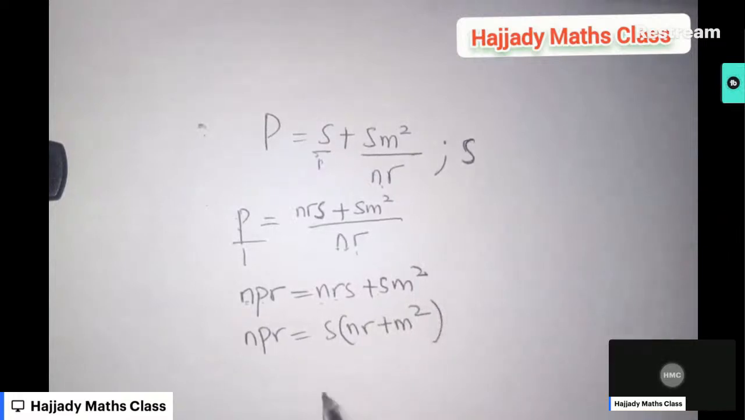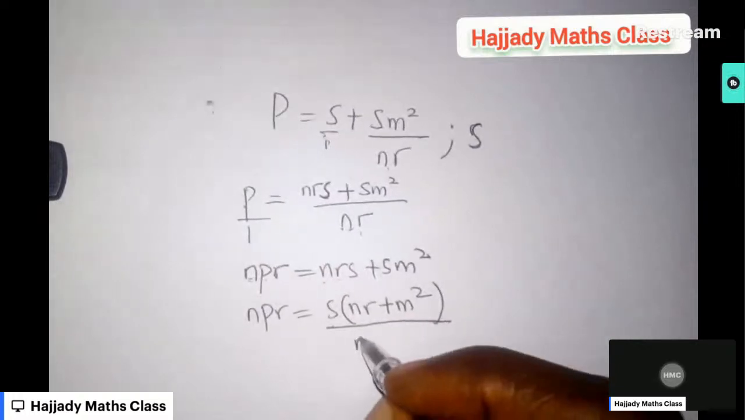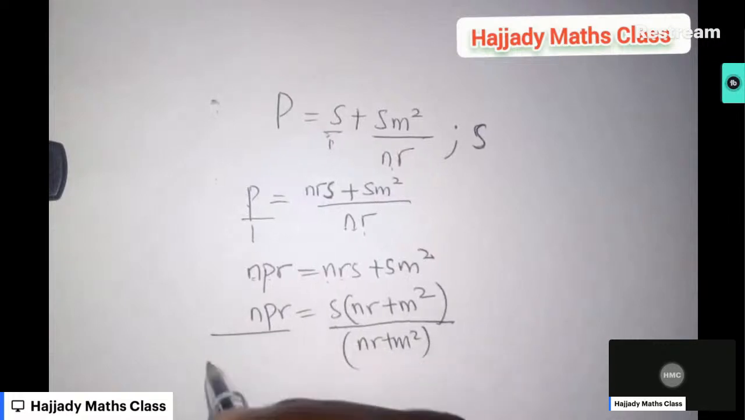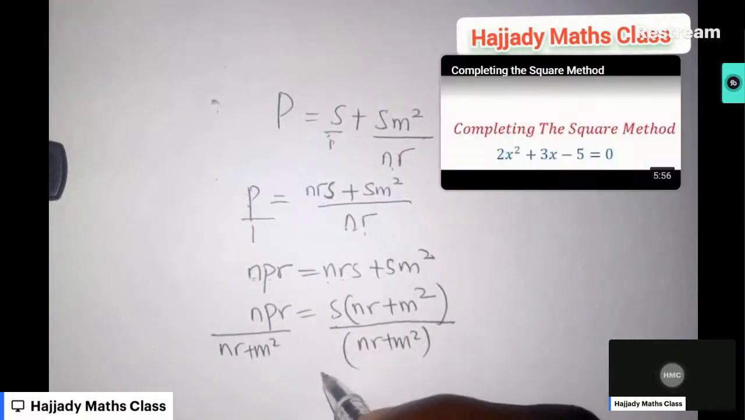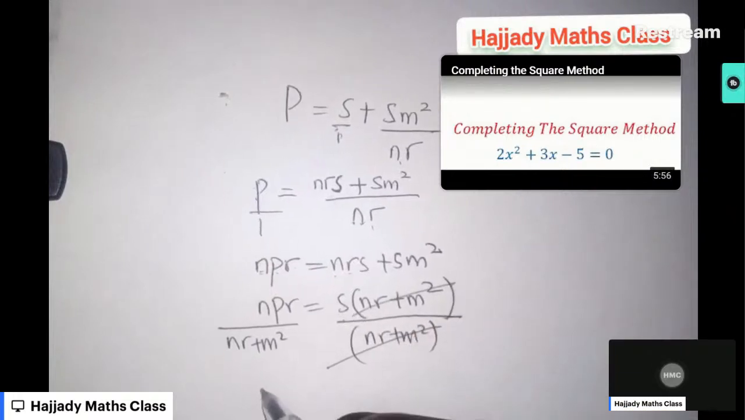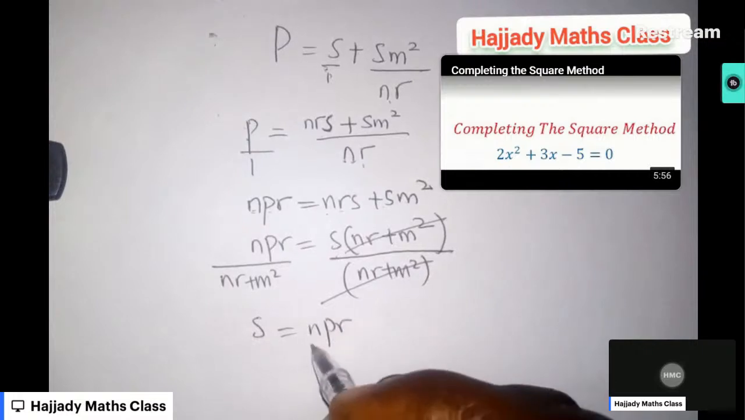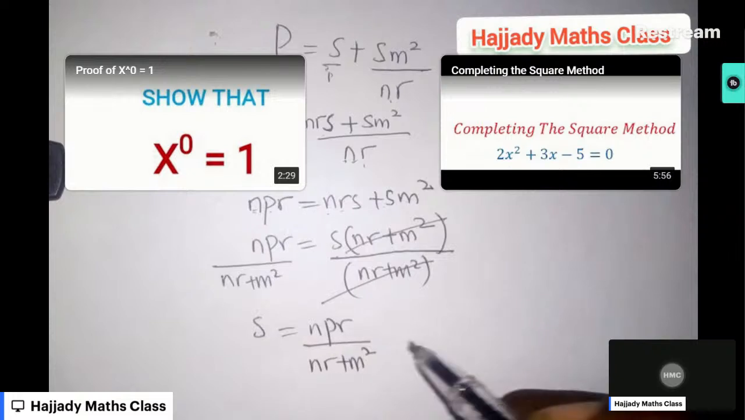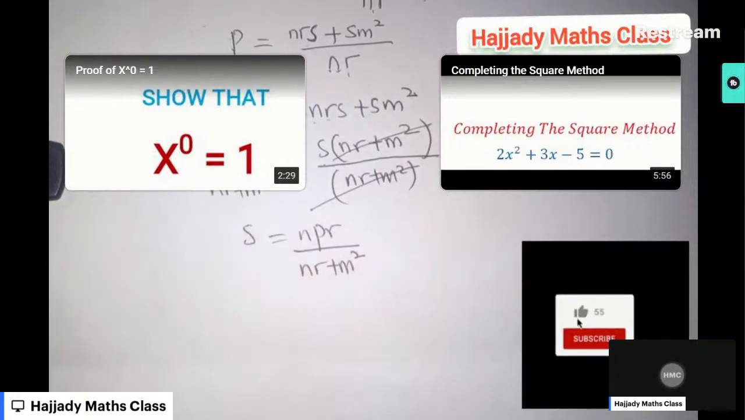And since I'm making s the subject of the formula, let me just divide through by the coefficient of s, which is NR plus m squared over NR plus m squared. So this can possibly cancel out this, and finally my s is NPR over NR plus m squared. This is my final answer.